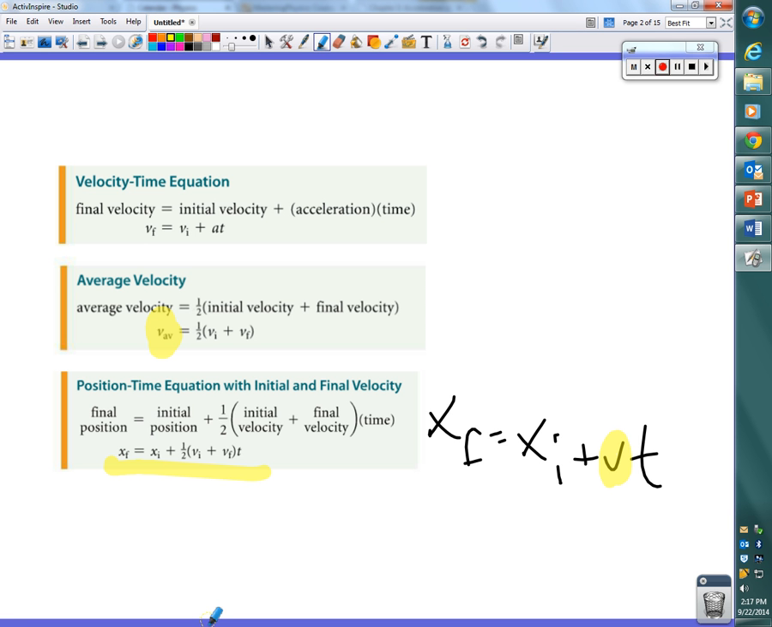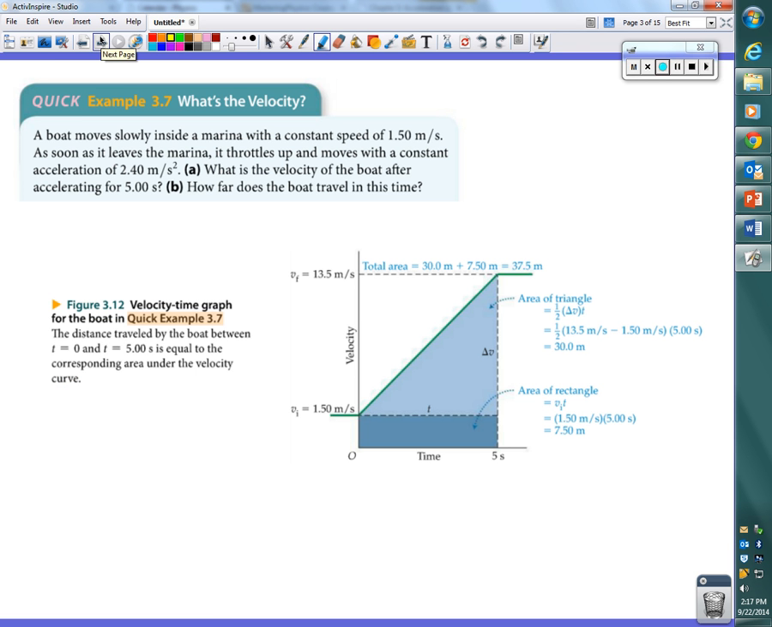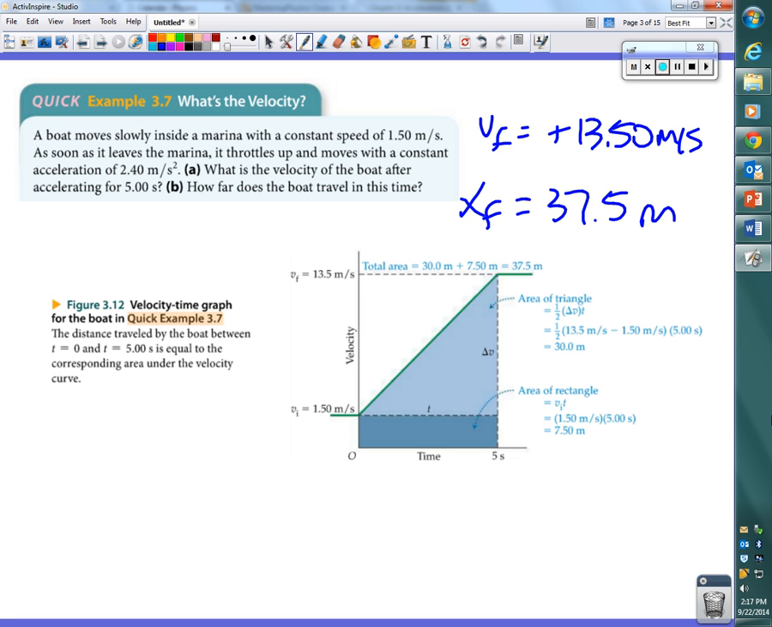Good there? And then on Friday, I believe we did this problem at the end of class. Is that correct? Okay. Quick example 3.7? Yeah, the graph is new, but we did this problem up at the top, right? Okay. And we talked about that the final velocity of this object, I believe, was positive 13.5, and that the final position of this object was 37.5. Is that correct? Those two? Okay. All right. So now let's build on that, okay?